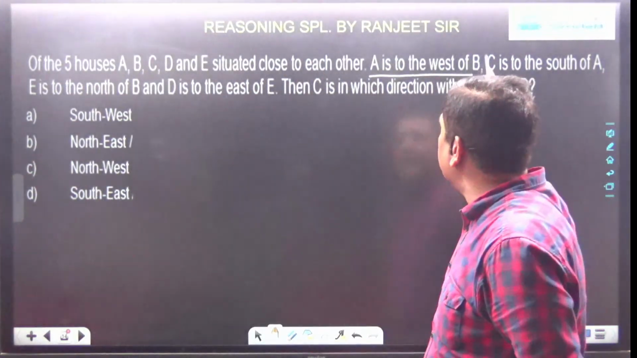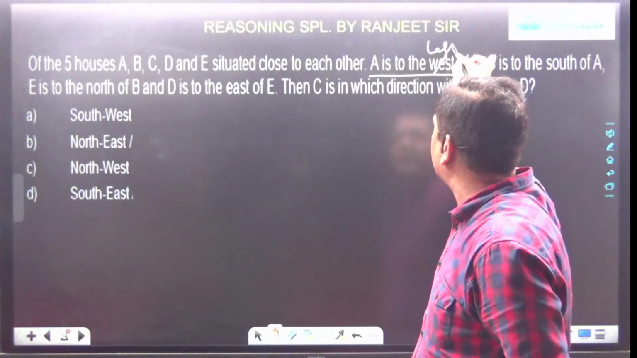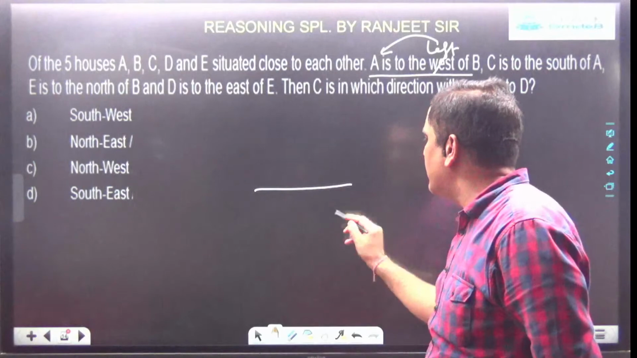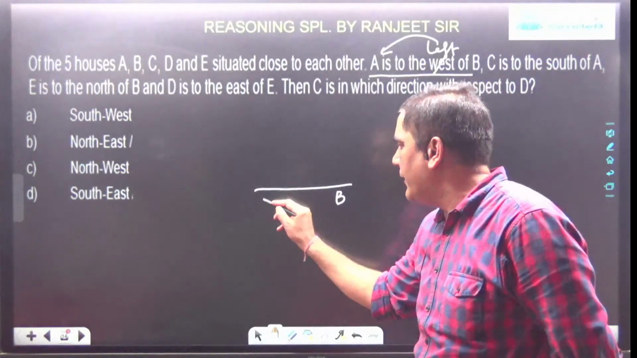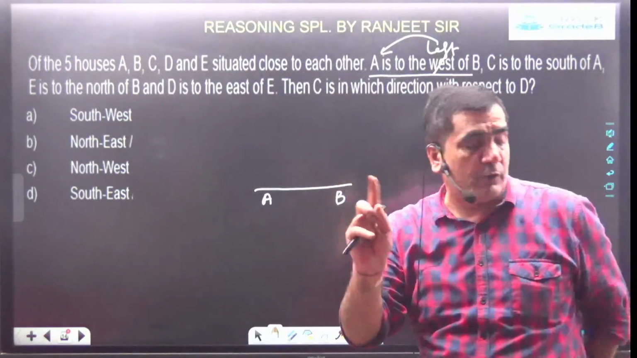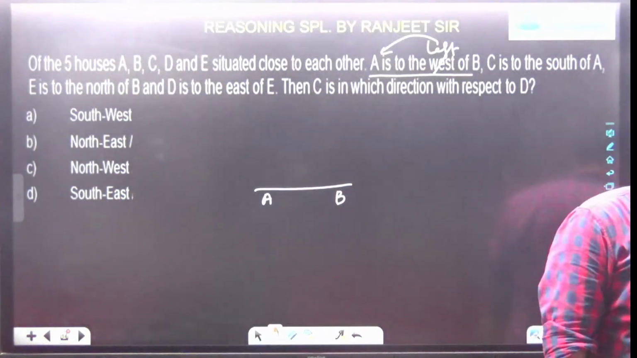First one, A is to the west. West means what? Left. So who will be on the left? A will be on the left. So I will say A is on the left of B. So B is over here. A will be over here. The distance between A and B is not given to me. Next one.